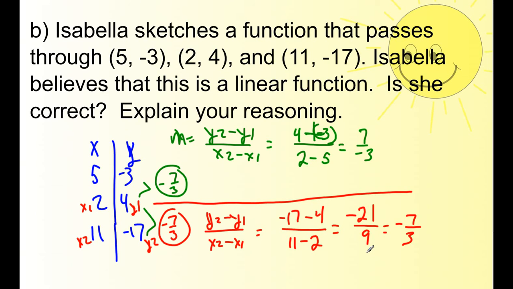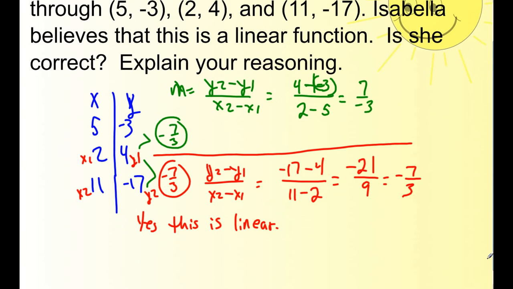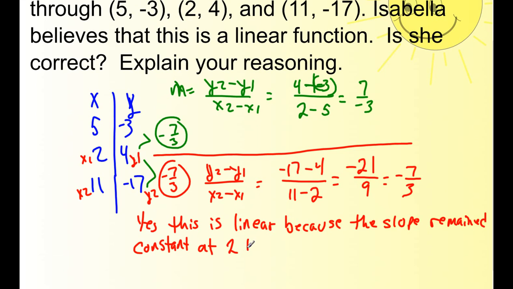If we got the same slope at 2 different points, the chances are it's going to be linear. So, is she correct? Yes, this is linear. Explain your reasoning. How about this? We'll just continue our sentence. Yes, this is linear because the slope remained constant at 2 different points.